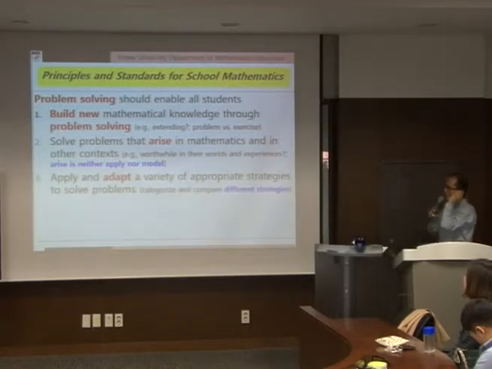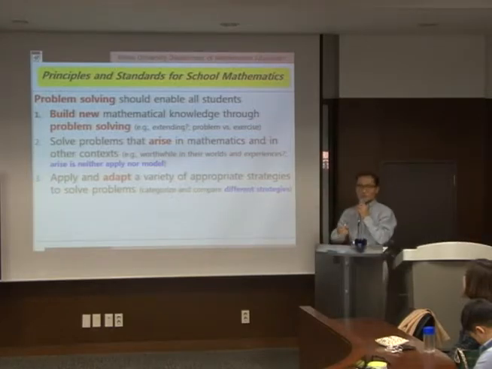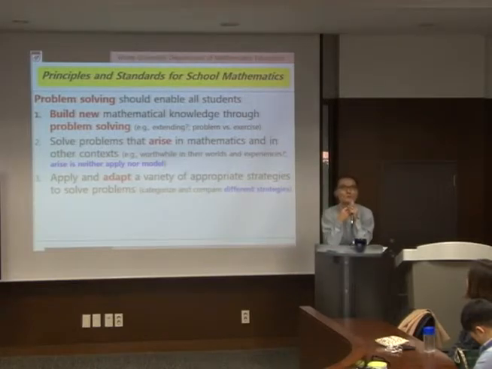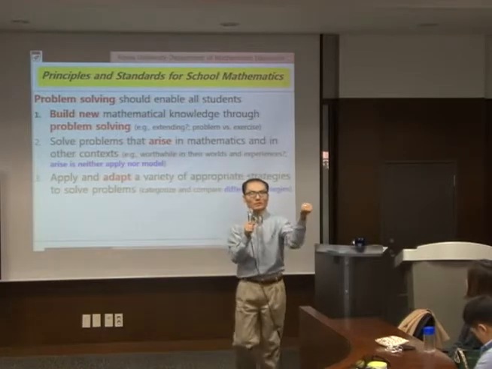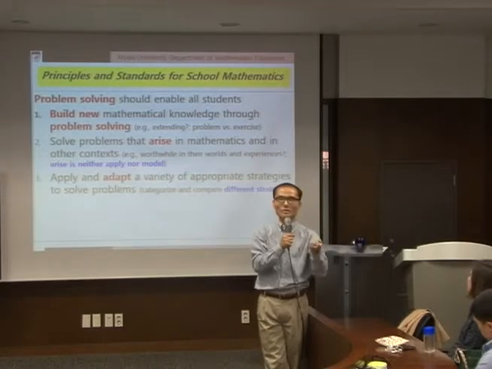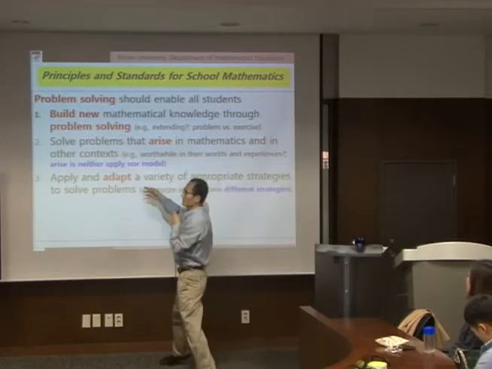The third one: apply and adapt a variety of appropriate strategies to solve problems, categorize and compare different strategies. Similarly, like representation, if you are going to adapt a variety of appropriate strategies to solve a problem, you should develop at least two different strategies, right? Make sense? Otherwise, how can you adapt? There are two things, and out of two things, you should adapt one of them, right? That means you already developed what? Two different strategies. Otherwise, you cannot use the word adapt.